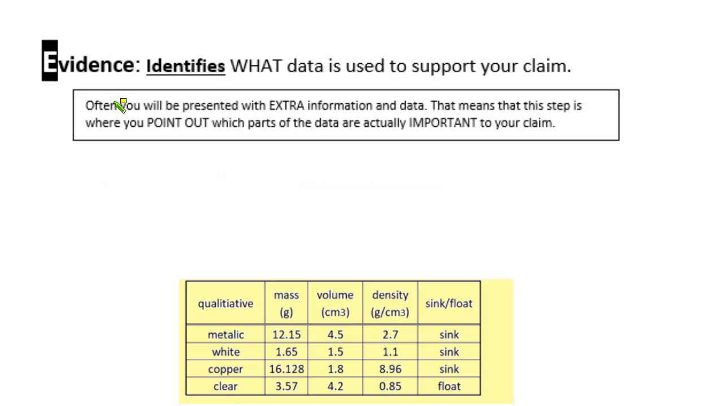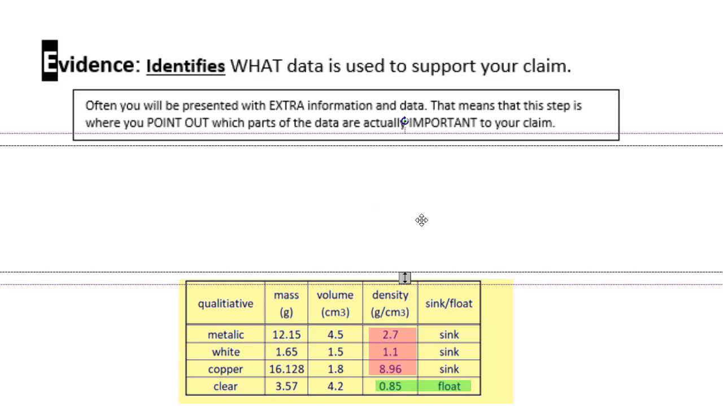Okay, now our evidence. We have to use some of the data from the table. And there's a lot of evidence here, but none of this helped us out with our answers, so I'm going to sort of ignore that in my evidence part. Really, it was the density numbers. So here are the numbers I noticed. These objects sank and this object floated. So that's going to be my evidence. I'm going to write that down in a couple sentences.